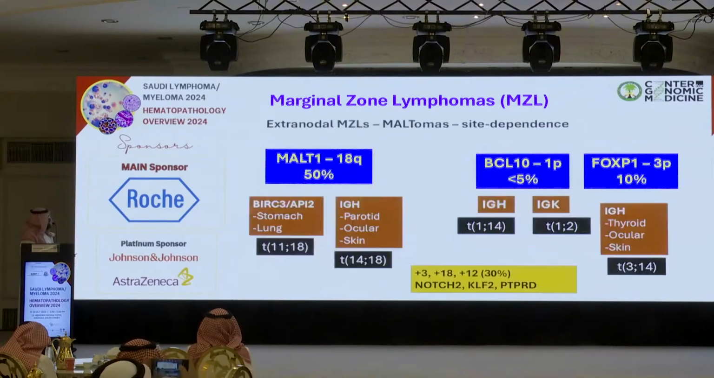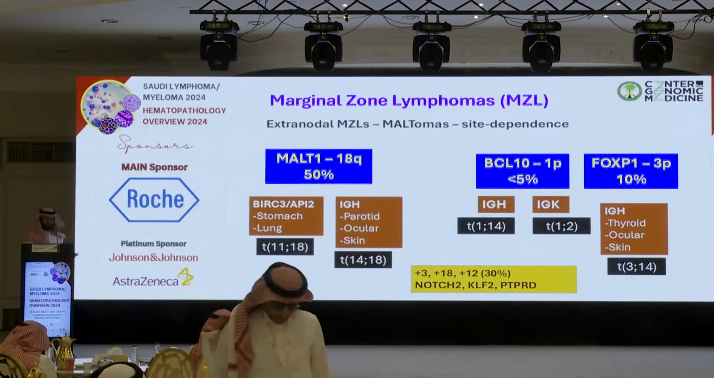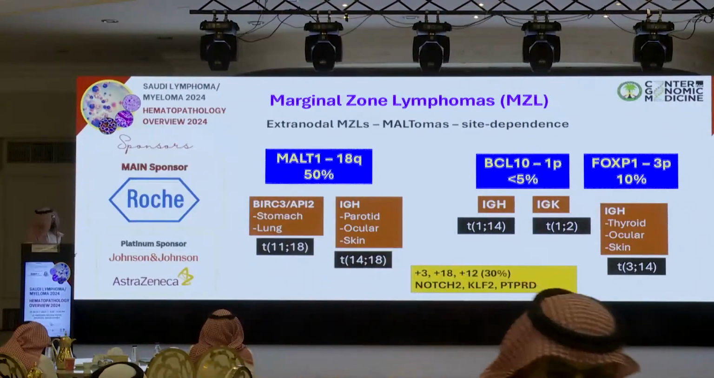In terms of extranodal or mucosa-associated marginal zone lymphoma, again, we know about all of these translocations, 11;18, 14;18, different locations for all of these, and BCL10 and FOXP1 rearrangement in few cases. Again, the changes here are very specific for stomach, parotid, and thyroid, and areas where you see the mucosa-associated lymphoid disease.